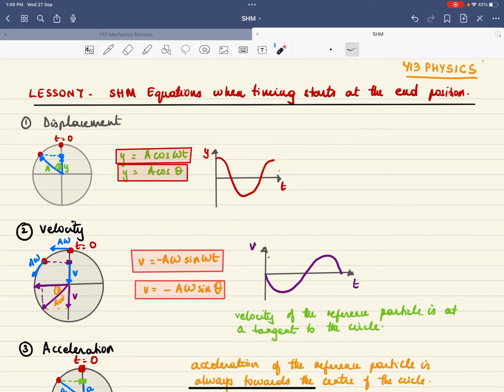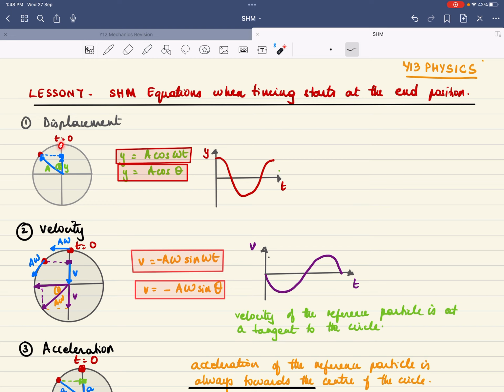Lesson 7 for Year 13 Physics, and this one is on simple harmonic motion equations when the timing starts at the end position. So we're looking at displacement. When the SHM particle is at the end position, that's when displacement is a maximum, and as it comes back towards the equilibrium position, your displacement decreases to 0. So you actually end up with a cos curve. Now let's see how we arrived at this equation.